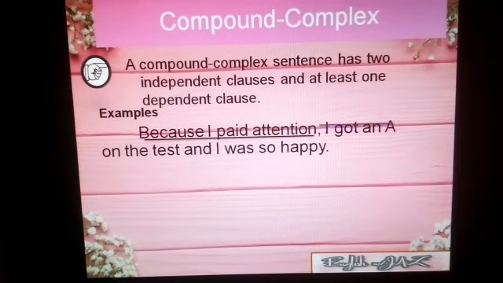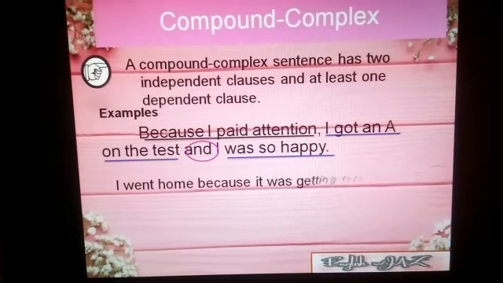Let's look for our two independent clauses joined by a conjunction. The first one, I got an A on the test. This is the first independent clause. Our second independent clause, I was so happy. Our two independent clauses were joined by our coordinating conjunction and.